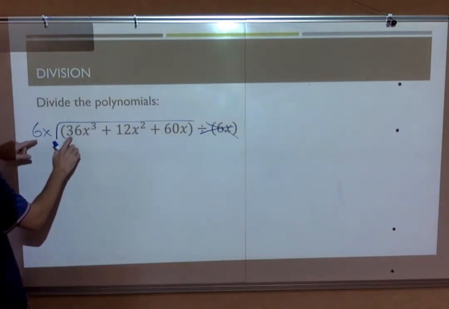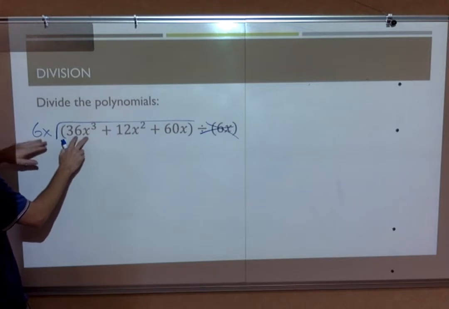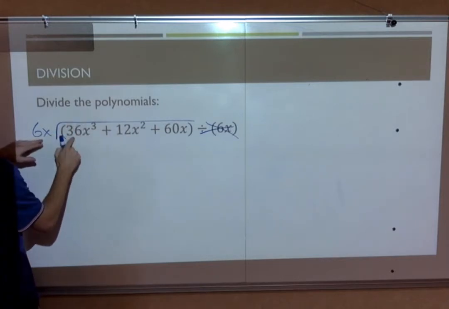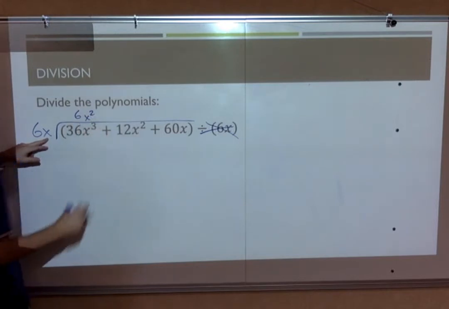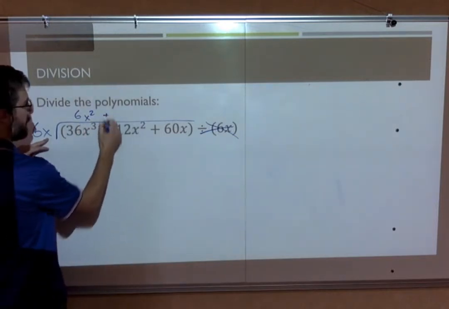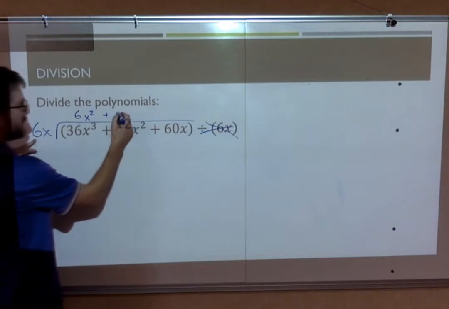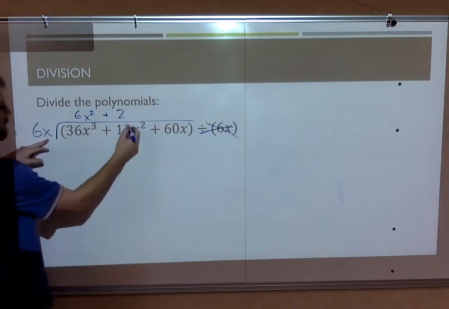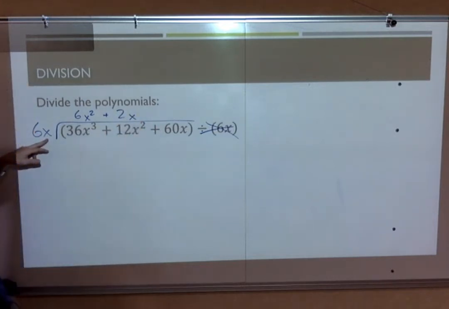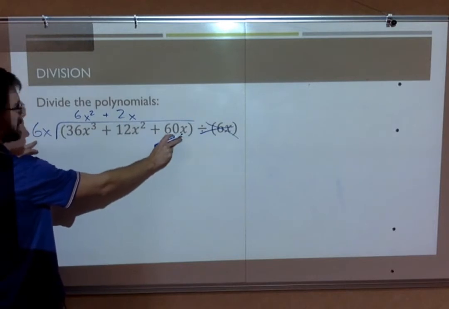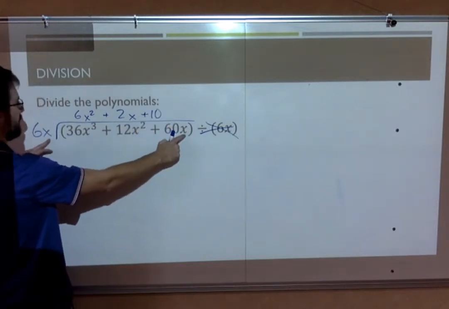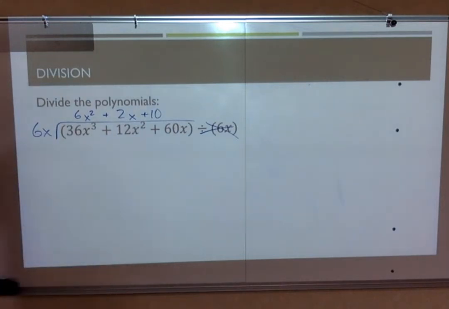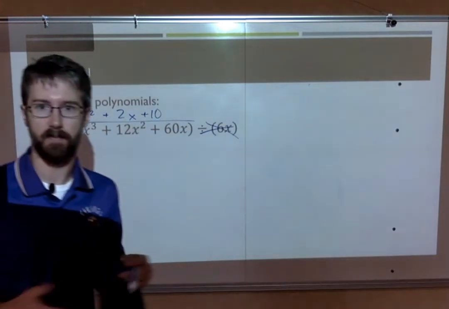So 36x cubed divided by 6x. 36 divided by 6 is 6. X cubed divided by x is x squared. Then 12 divided by 6 is 2, and x squared divided by x is just x. And then the last one, 60 divided by 6 is 10, and x divided by x is 1, so no x there.